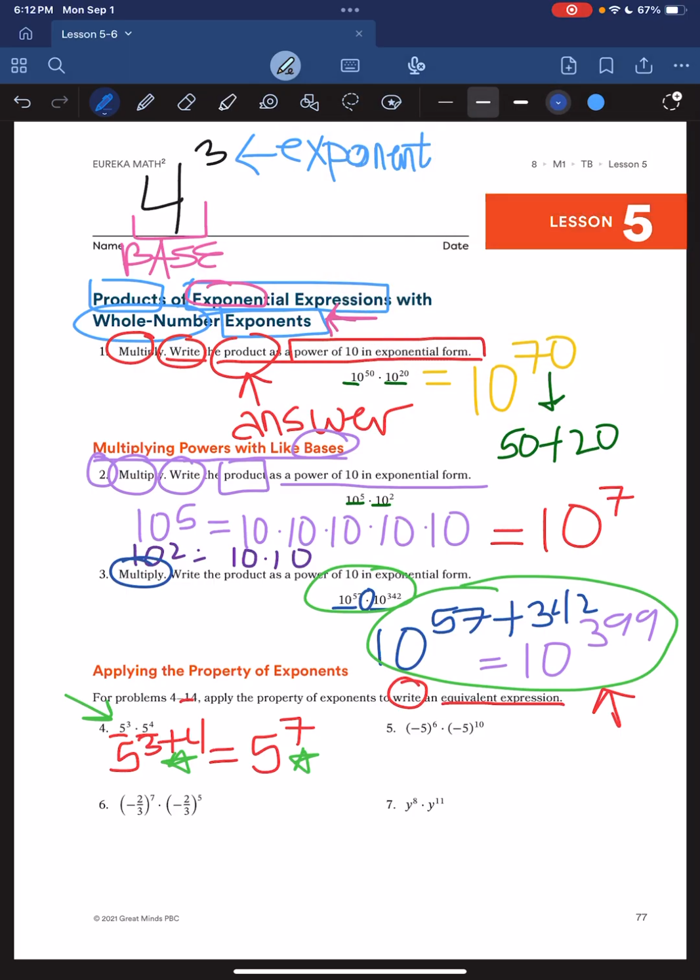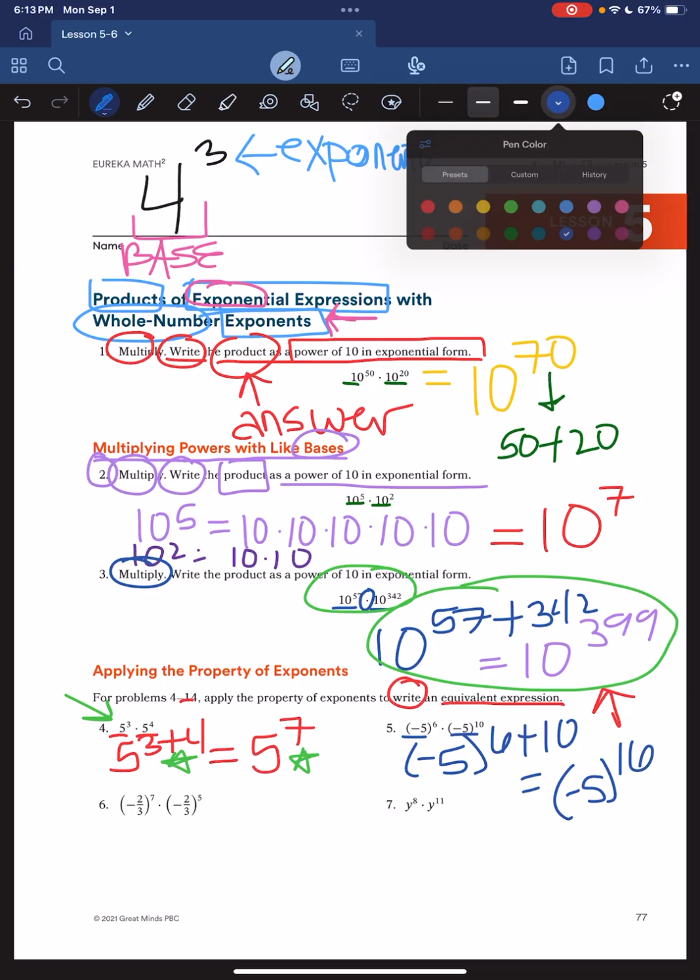On number 5, I see the bases are alike, -5. So I can go ahead and write that one. And notice they put the negative in parentheses. It's very important that you keep your negative in parentheses. I see the multiplication in between, so I can simply just add the exponents. And then this would be equal to (-5) to the 16th power. Again, make sure you're writing both of those statements.